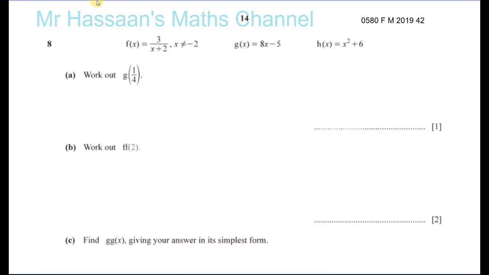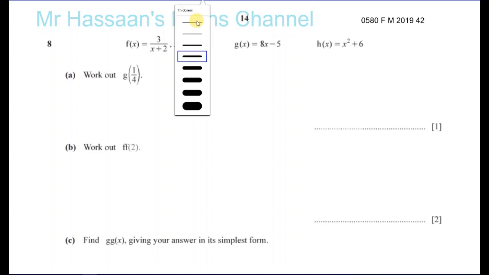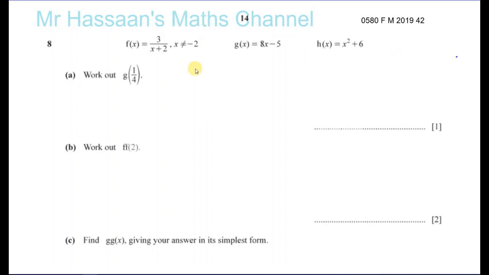Okay, now for question number 8 from February-March 2019, paper 4, variant 2. Question about functions. So you have three functions. f of x equals 3 over x plus 2.